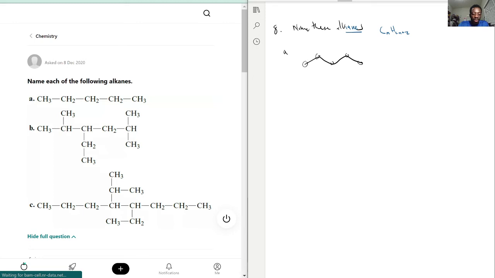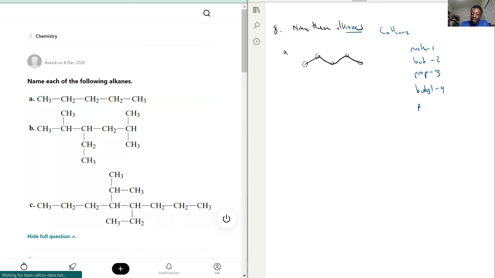So really, all this one would be, if we had our handy sheet, well, not sheet, like memorization, memorized, we have pent. So there is propane. That's 3. So prop is 3. But is 4. Meth is 1. Don't know why I was blanking out. Eth is 2.